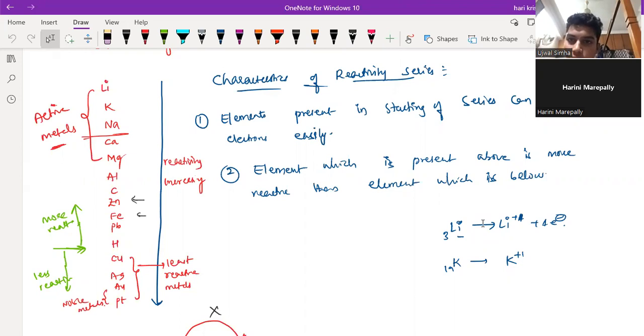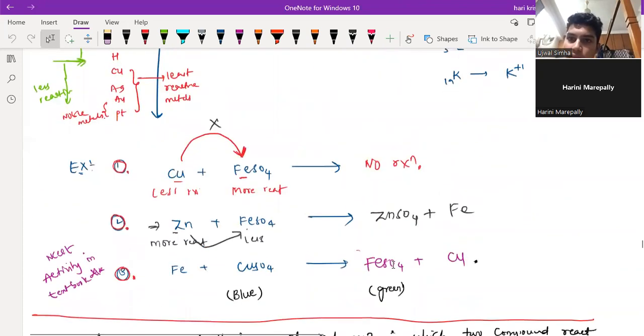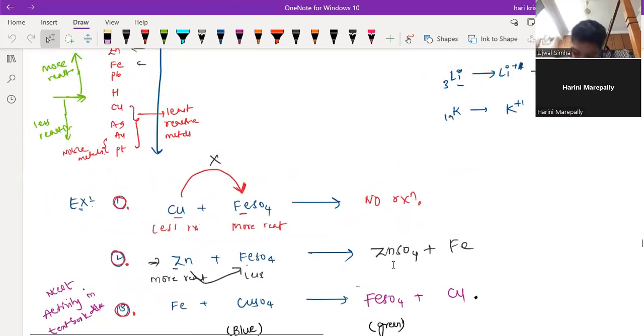Okay. So you can see the examples here. Is copper more reactive or is iron more reactive? Iron is more reactive. So the reaction will not take place because copper is less reactive than iron. So copper cannot displace the iron from iron sulfate.